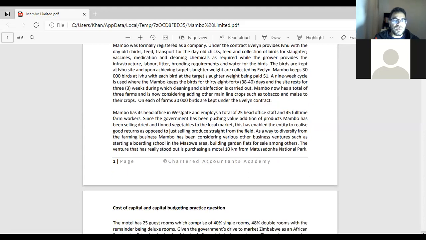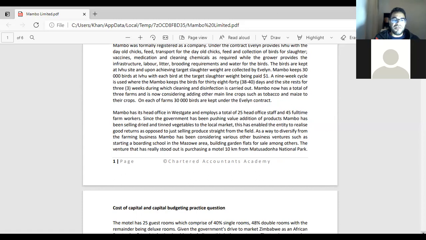They say Mambo has its head office in Westgate and employs a total of 25 head office staff and 45 full-time farm workers. Since the government has been pushing value addition of products, Mambo has been selling dried and tinned vegetables to the local market. This has enabled the entity to realize good returns as opposed to just selling produce straight from the field.